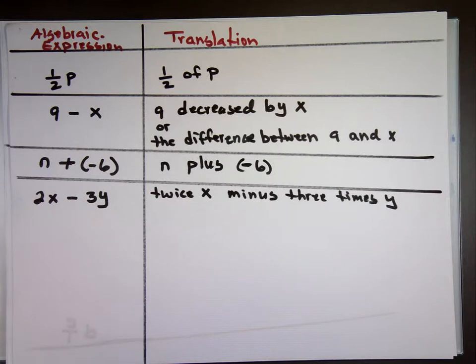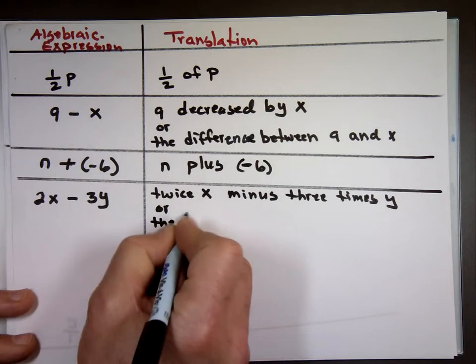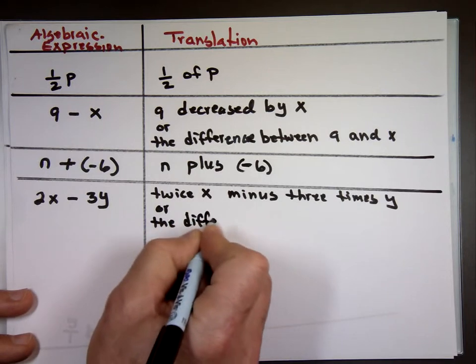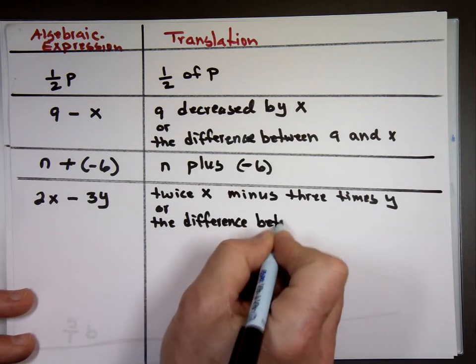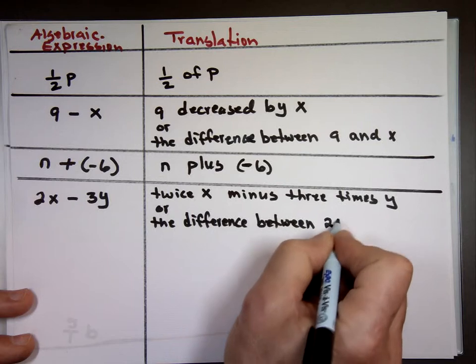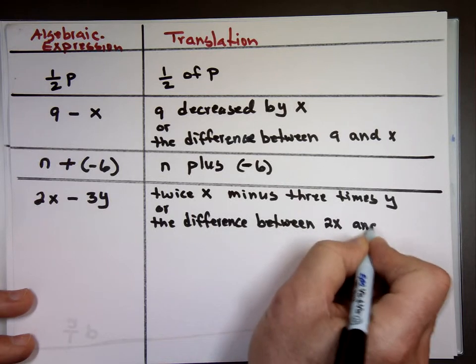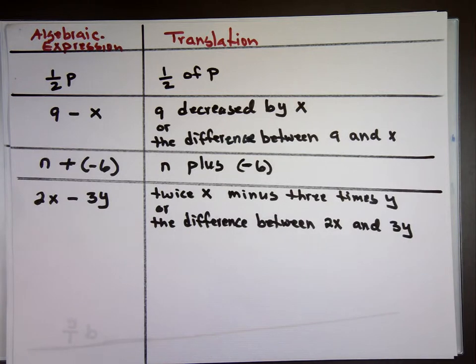Or I can say the difference, if you want the difference, between 2x and 3y. The difference between 2x and 3y, or 2 times x and 3 times y.